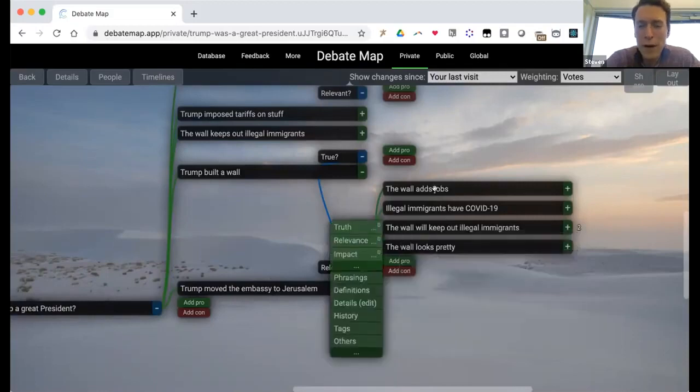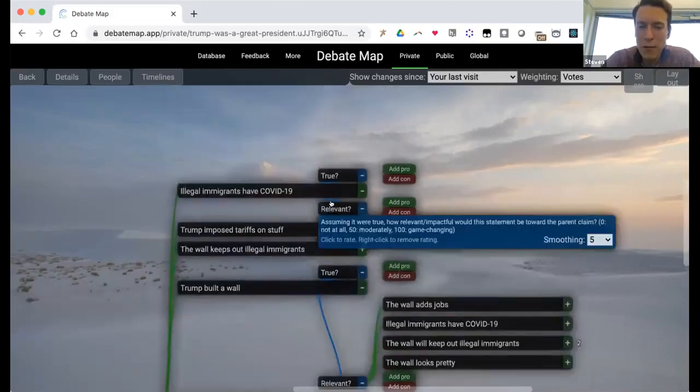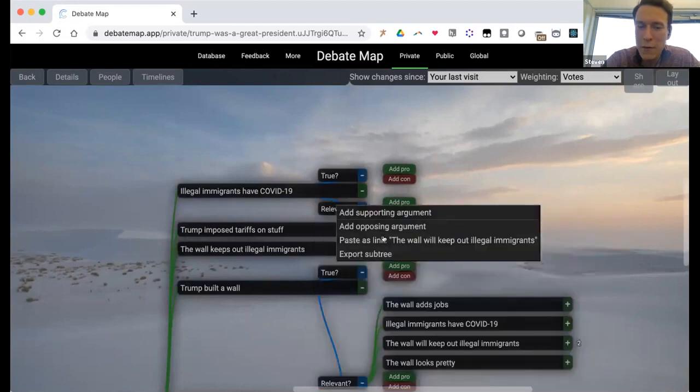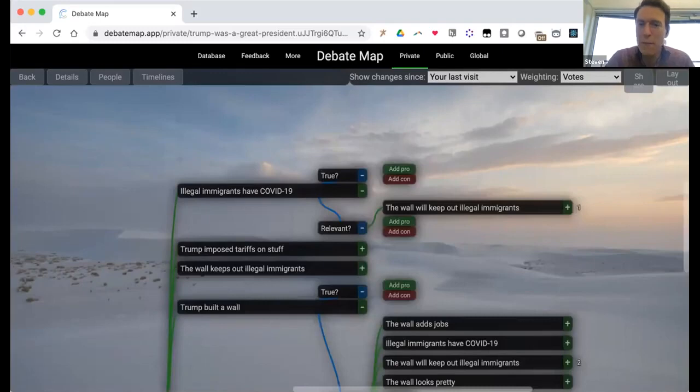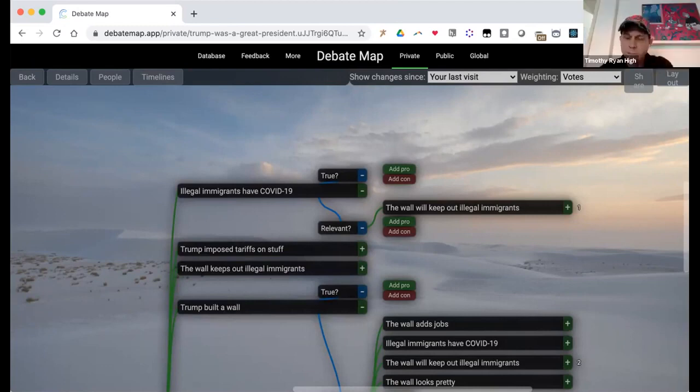I think you arbitrarily, sorry, but I haven't heard people start with the most immediately relevant claim when they make a point. They're not going to say Trump's a great president because illegal immigrants have COVID-19. If they make the connection, sure, it can stay there. But I don't see that happening. They would never put it there. That's what I'm telling you. They would not put it there. So then remove it down below.